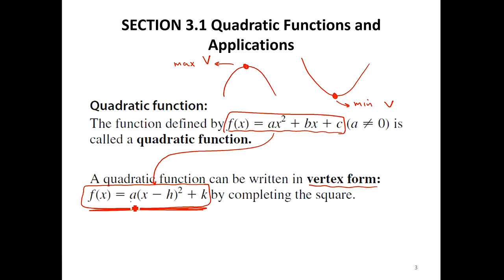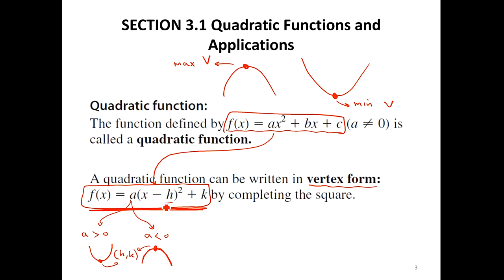And this is A. From this A, we can conclude if A is greater than 0, we have concave up and the vertex is the minimum. If A is less than 0, negative, we have a parabola concave down and the vertex is the maximum. The vertex we can obtain from the vertex form of a quadratic function by h and k.